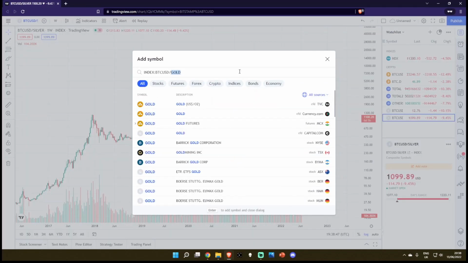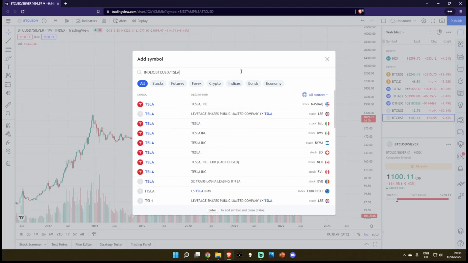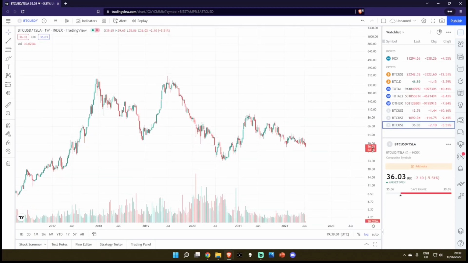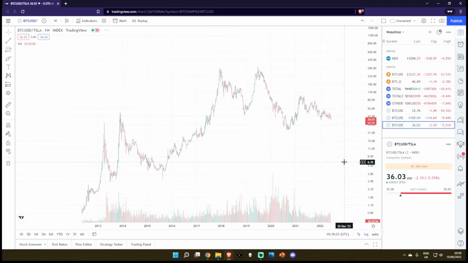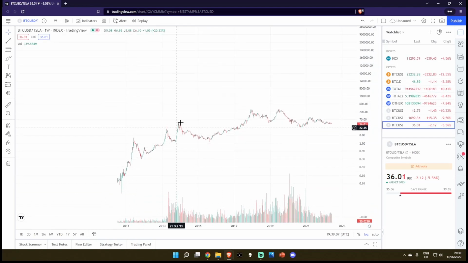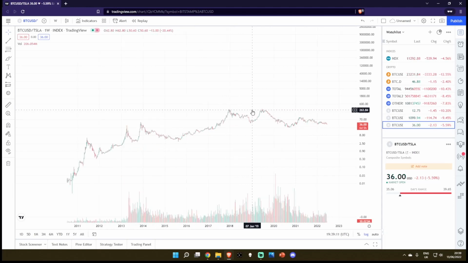Most of the time it's bullish, but I want to give you a different example of an asset class that Bitcoin has been slightly underperforming, and this is Tesla. So you simply want to type in TSLA after the index BTC USD, hit enter. And what you will notice is this no longer looks like the previous charts for Bitcoin. Granted, this massively outperformed Tesla up until about December of 2017.